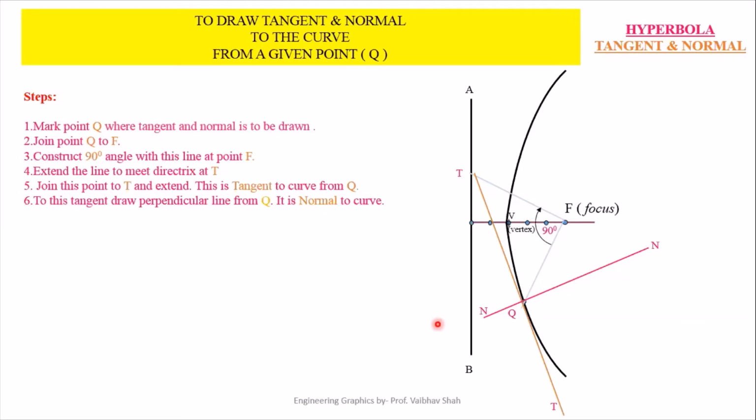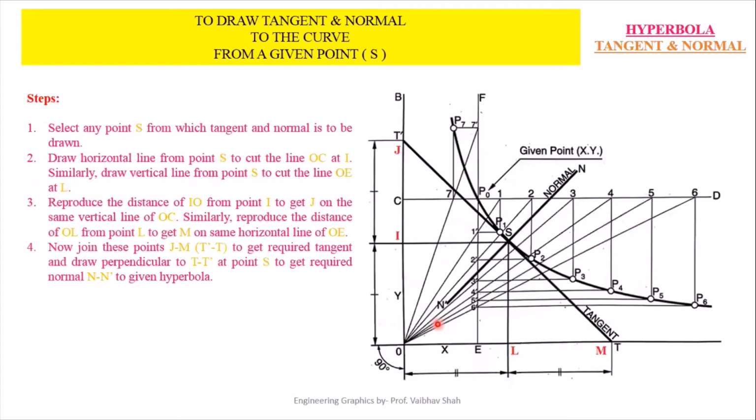So now let us see one more method to draw tangent and normal. So now let us suppose if we are having our hyperbola drawn by either rectangular method or oblique method, then we have to use this method. So now in this method, our aim is to draw tangent and normal to the curve from a given point S, and our curve here is hyperbola. It can be either oblique hyperbola or it can be a rectangular hyperbola. So now first let us select any point S on this hyperbola.